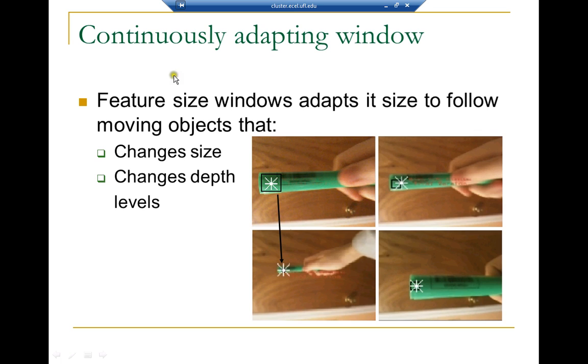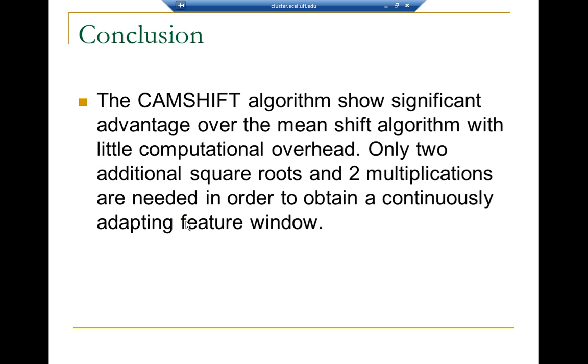Hence, this algorithm is able to change the size as it moves towards or away from the camera. As you can see, as the object moves away, the feature window gets reduced, and as it moves forward, it starts increasing in size. Hence, the CAM-shift algorithm shows a significant advantage. In conclusion, the CAM-shift algorithm shows a significant advantage over the mean shift algorithm with little computational overhead.